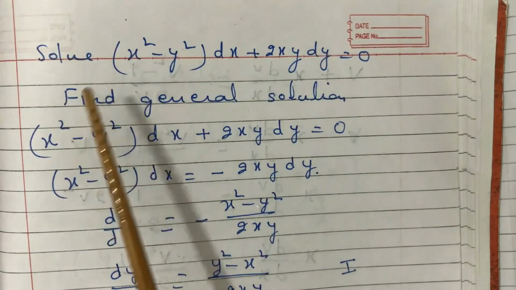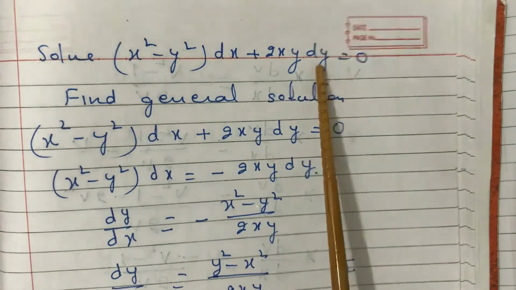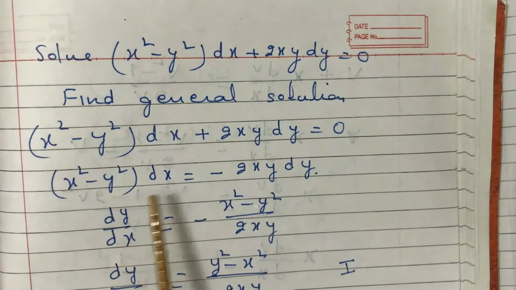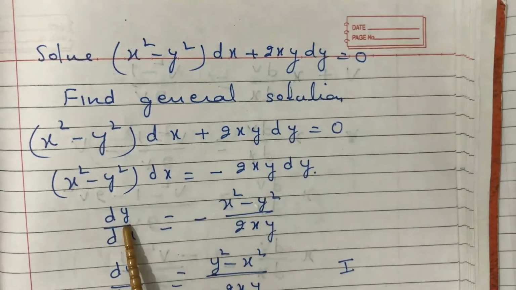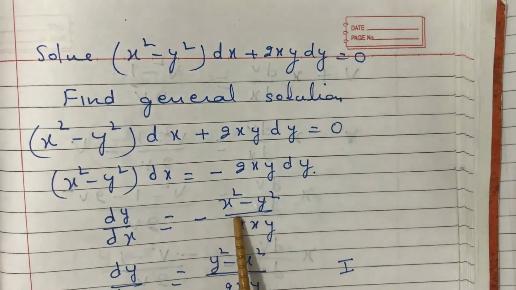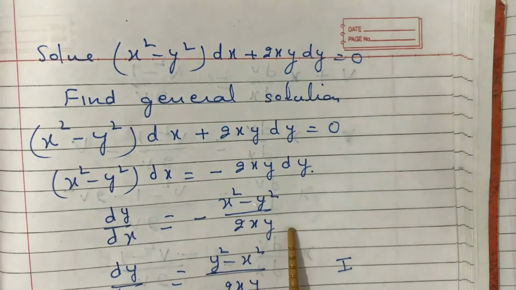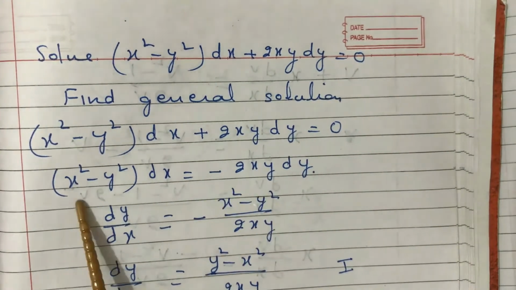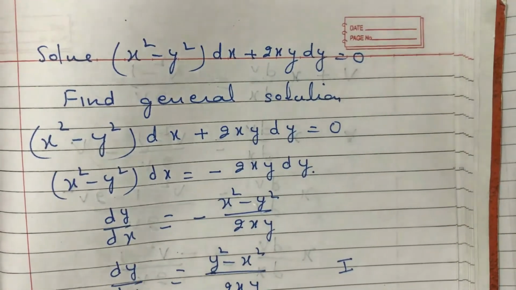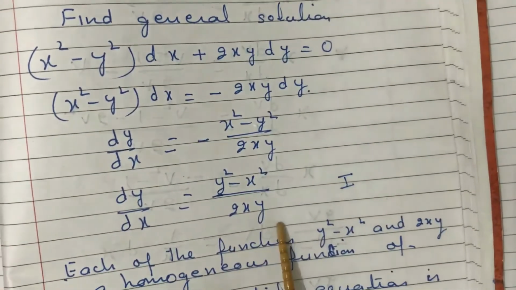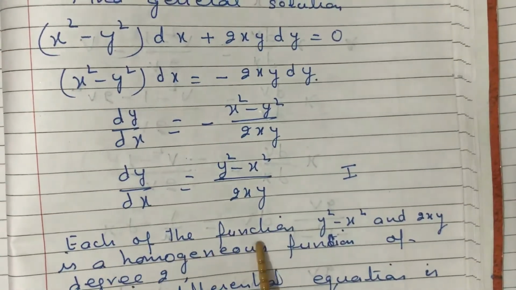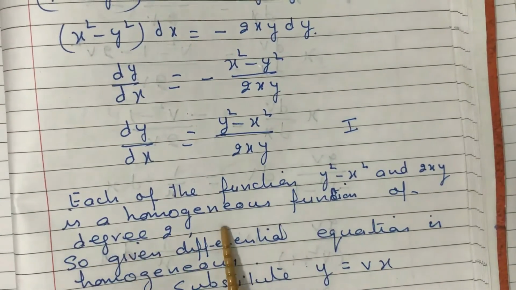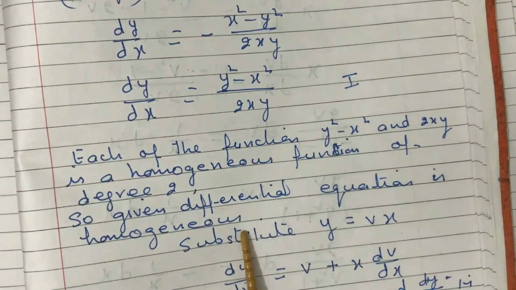Now the second part is, we ought to solve this differential equation. We have to find the general solution. So (x square minus y square) dx is equal to minus 2xy dy. I have taken this dx on this side and this on this side. We will get dy by dx is equal to (y square minus x square) upon 2xy. Now each of the functions y square minus x square and 2xy is a homogeneous function of degree 2. So the given differential equation is homogeneous.